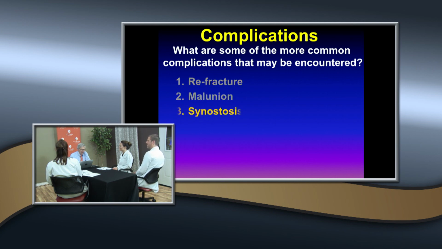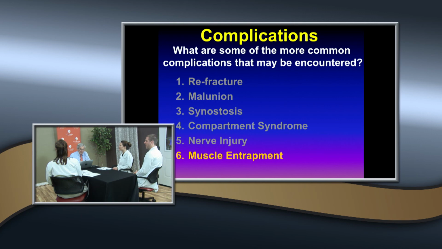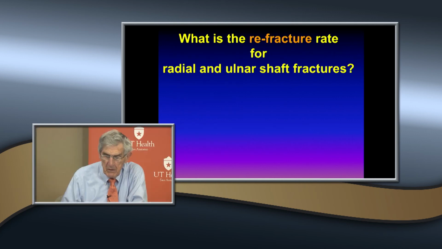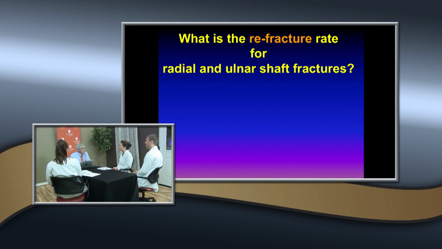Malunion, synostosis, compartment syndrome, nerve injuries, or muscle entrapment. Now, what's the refracture rate for radius and ulnar shaft fractures? Well, it's a little over 10%.